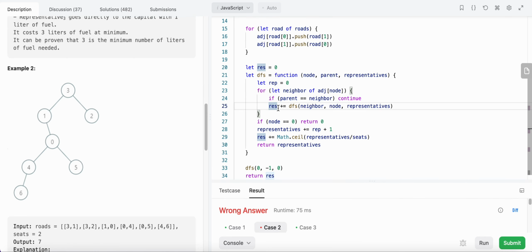Okay, so this is actually P. Yeah, that's the mistake I made.